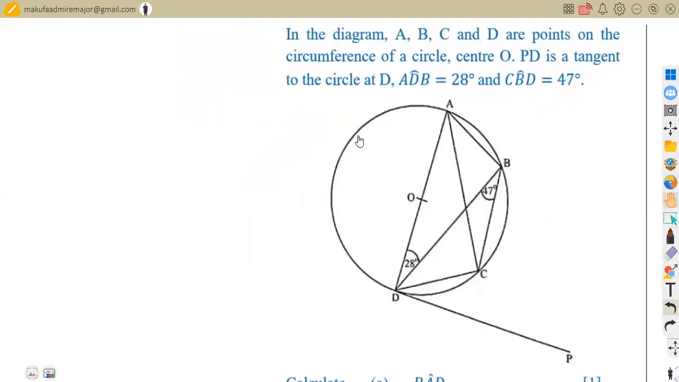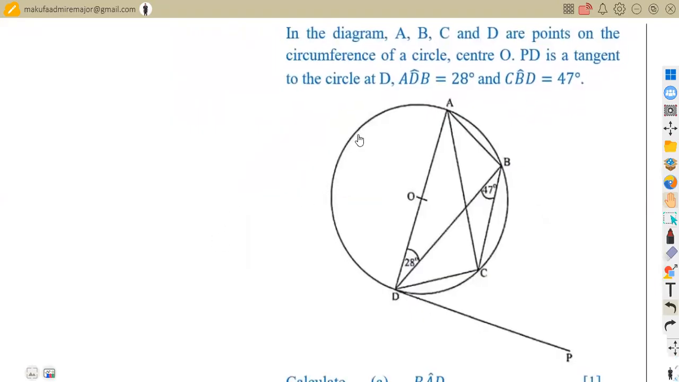We've got the first part of our question. In the diagram, A, B, C, and D are points on the circumference of a circle. So the whole shape that we are seeing here is going to be a cyclic quadrilateral. Remember that in a cyclic quadrilateral, all the vertices are on the circumference of a circle: point A, point B, point C, and point D. These are some of the things you're supposed to take note of.